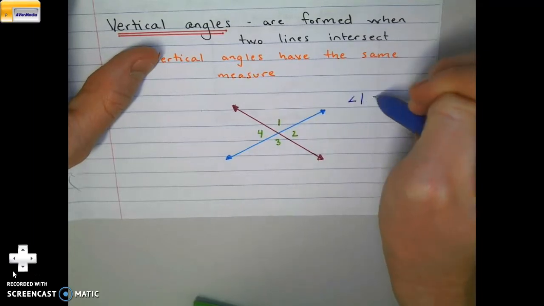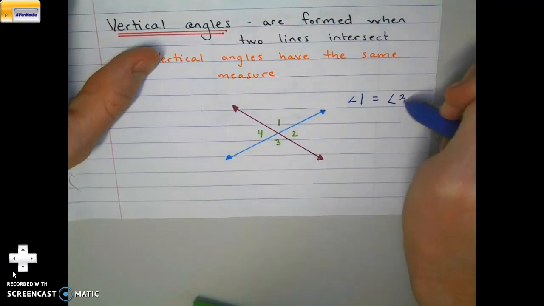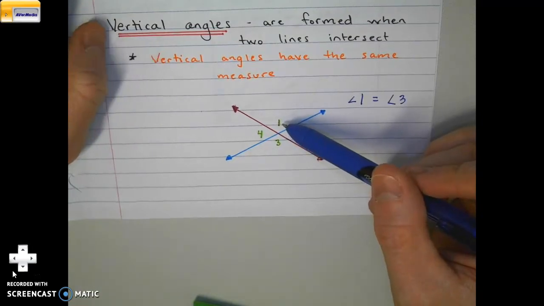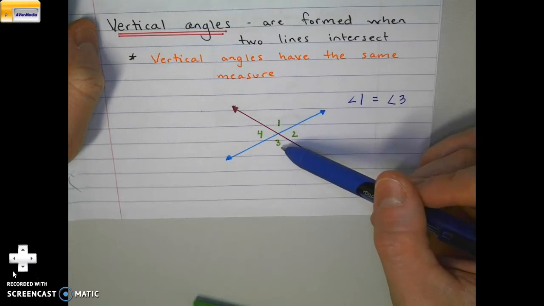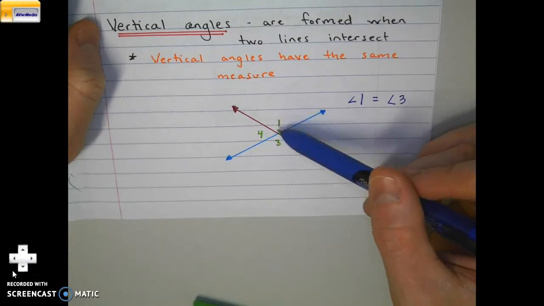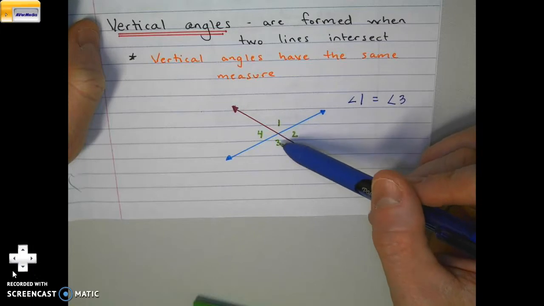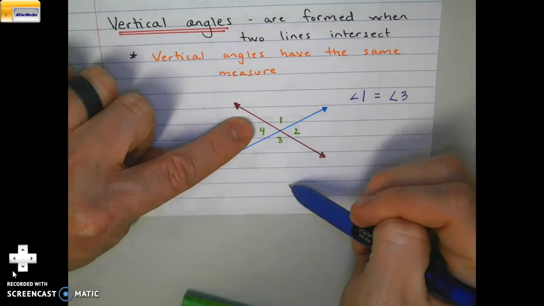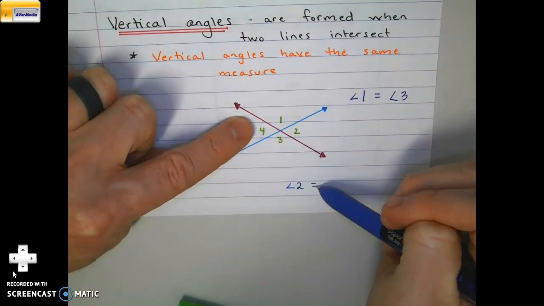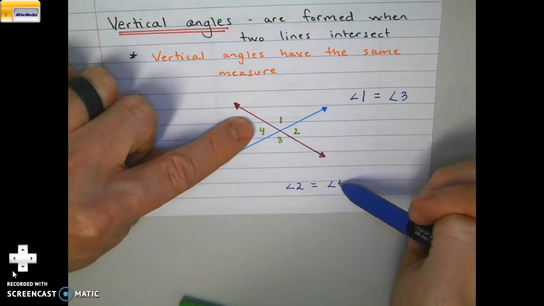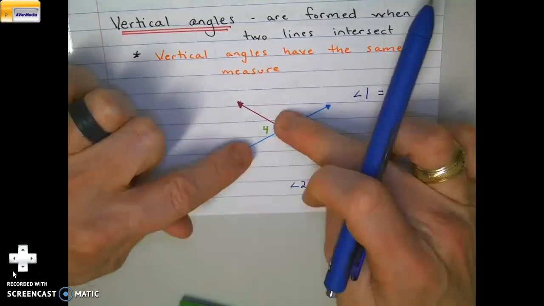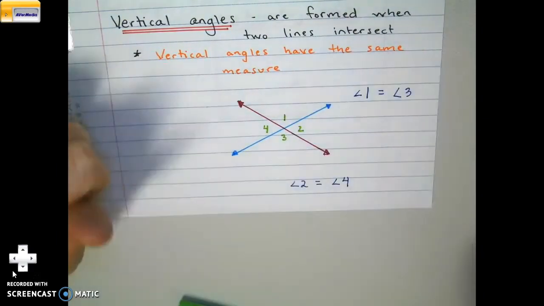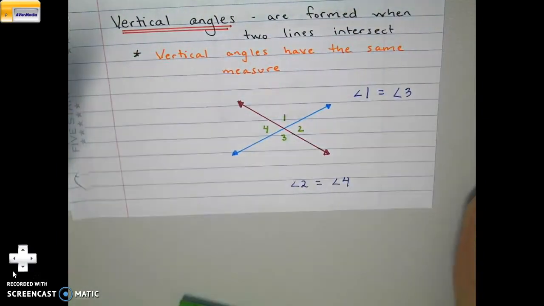Angle 1 equals angle 3. So whatever angle 1 measures in degrees, it's going to be the exact same measurement for angle 3. These two are called vertical angles. Also, these two are vertical angles. So angle 2 is the exact same measurement as angle 4. So no matter how you cross the lines, the opposite angles, these vertical angles, are always going to have the same measurement.